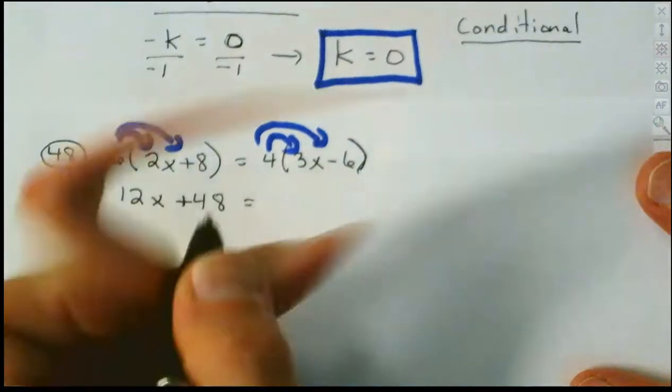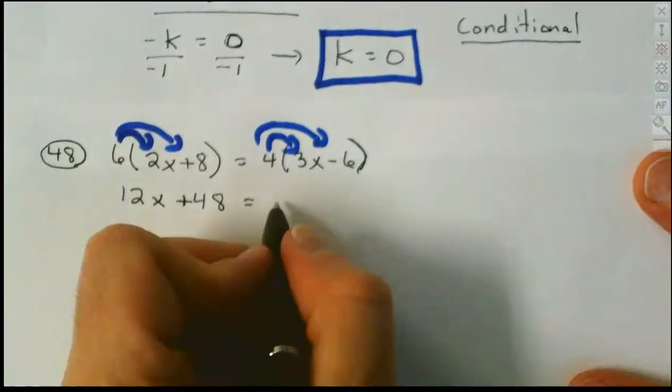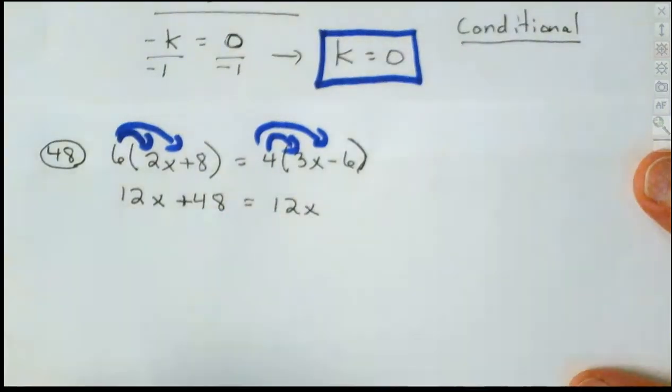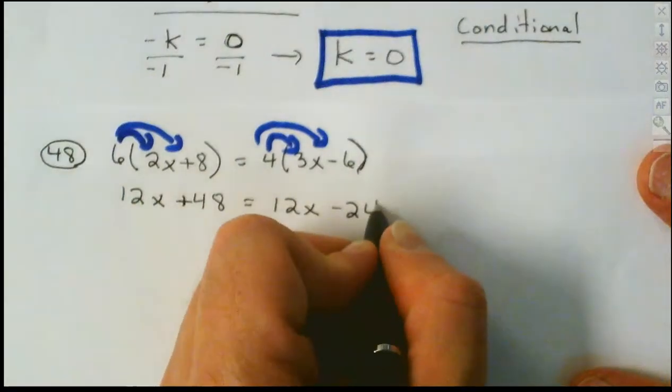What about the right? We distribute through. 4 times 3 makes it a 12x, and 4 times a negative, or sorry, negative 6 there, so 4 times a negative 6, that makes it a negative what? 24.